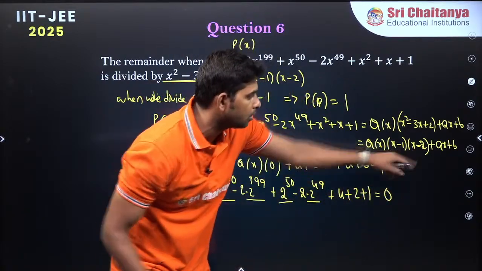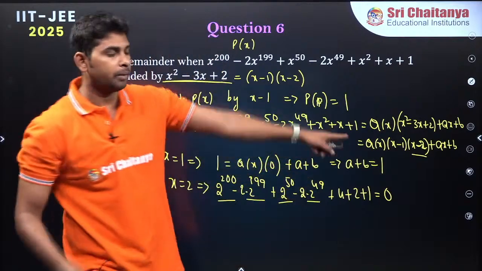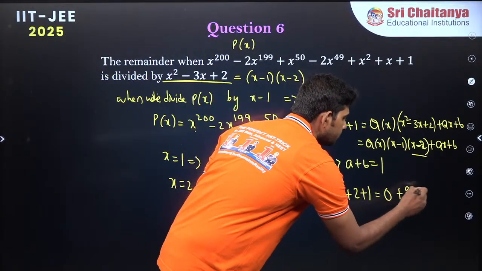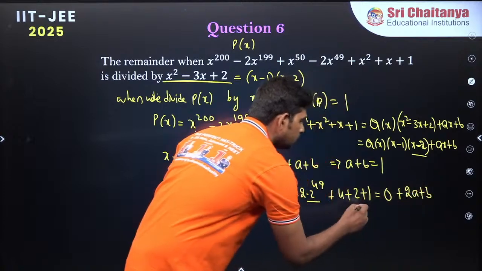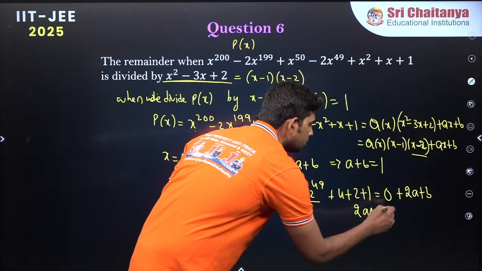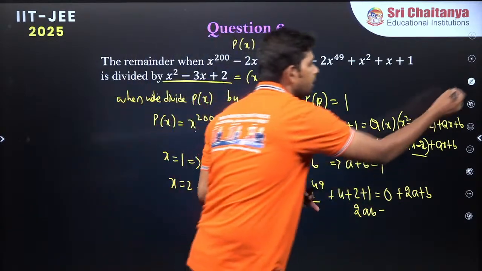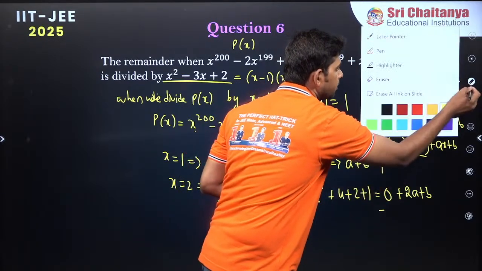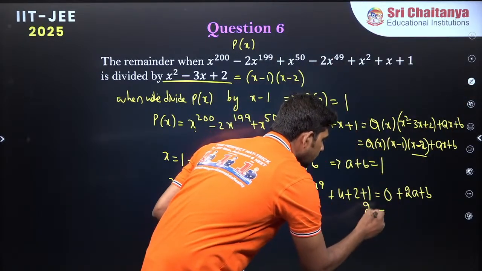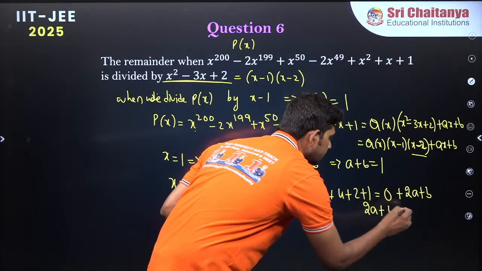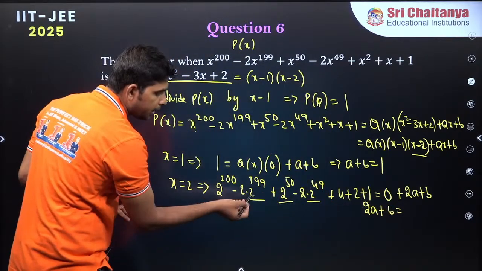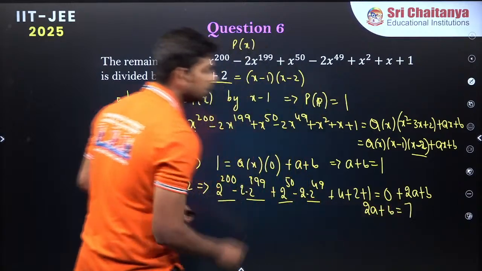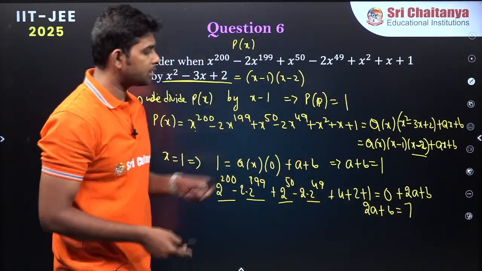On the right side this entirely will be 0 because if I substitute x equals 2, 2 minus 2 is 0. What are we left with? 2a plus b. So 2a plus b is equal to, we are left with 7 on the left side. You can see that these terms are getting cancelled, we are just left with 7 there. So a plus b is 1, and 2a plus b is equal to 7.